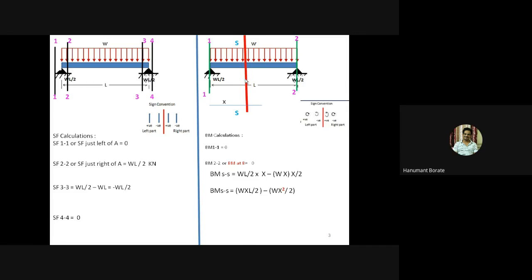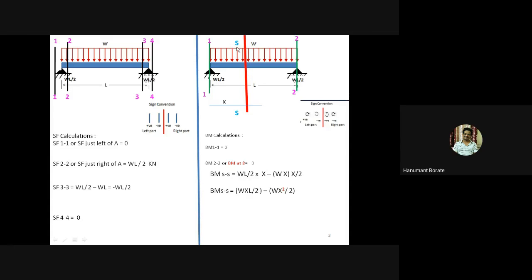Now this section SS divides the beam into two parts. This is left part, this is right part. Consider left part only. In a left part, how many forces are acting? First, this WL by 2, and second, this partial UDL up to section SS, right? Then according to definition of bending moment, we need to take algebraic sum of moment of left part of section, right? So WL by 2 into this x distance, WL by 2 into x, and moment of this partial UDL.